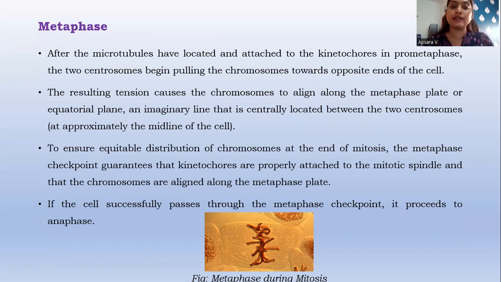To ensure equitable distribution of chromosomes at the end of mitosis, the metaphase checkpoint guarantees that the kinetochores are properly attached to the mitotic spindle and that the chromosomes are aligned along the metaphase plane. If the cell successfully passes through the metaphase checkpoint, it now proceeds to anaphase. Here in the image, you can see that roughly the chromosomes have arranged themselves in the center of the cell along an imaginary line, which we call the metaphase plate.